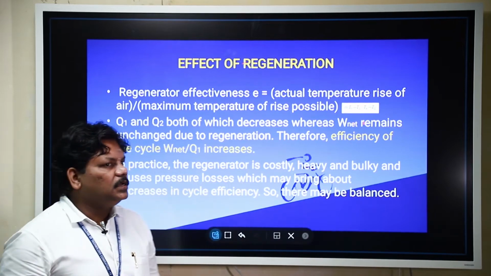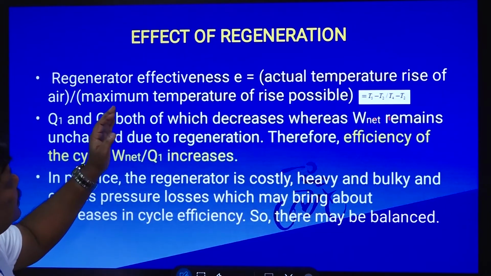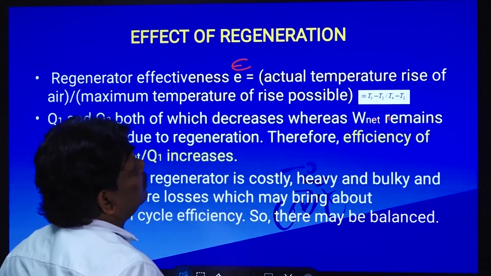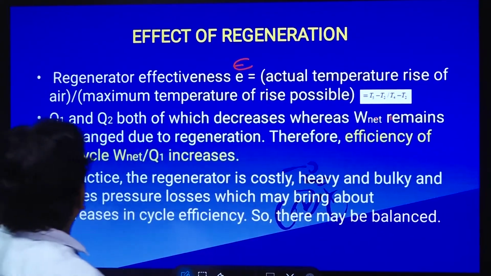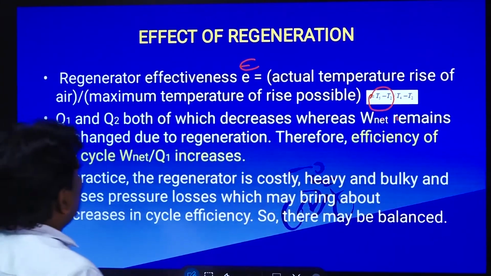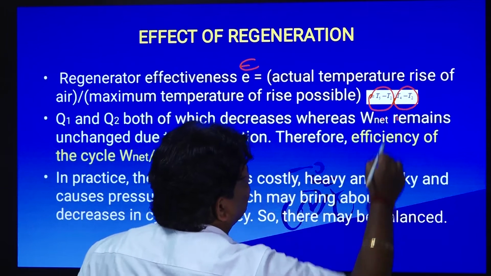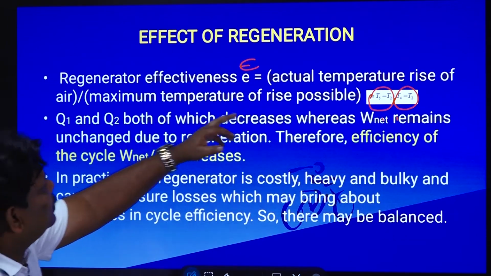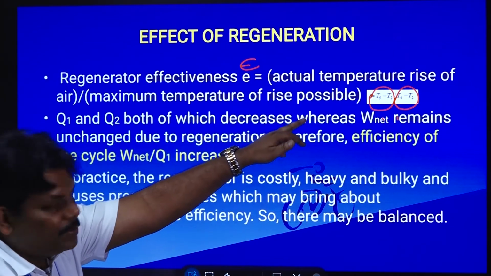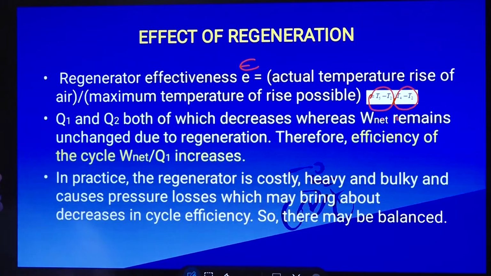Okay, next we can see the effect of regeneration. So what are the effects of regeneration? The regenerator effectiveness is equal to the actual temperature rise of air, that is T5 minus T2, divided by the maximum temperature rise possible, that is T4 minus T2. So it is the ratio between the actual temperature rise of the air and the maximum temperature rise possible. I will show you a diagram related to this regenerator, that is the TS diagram.